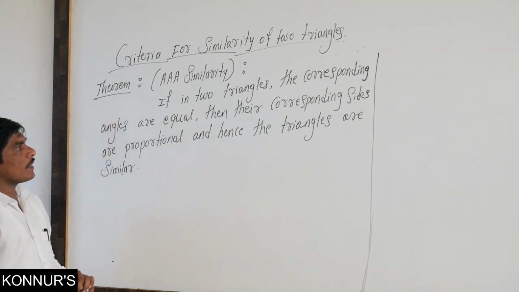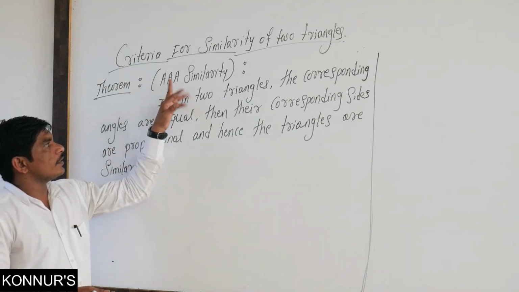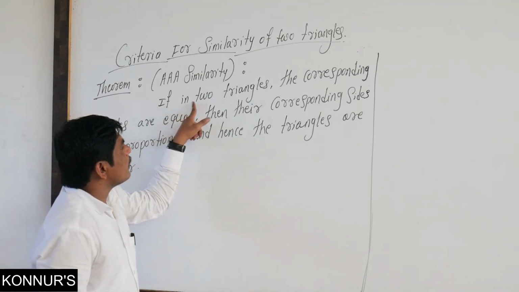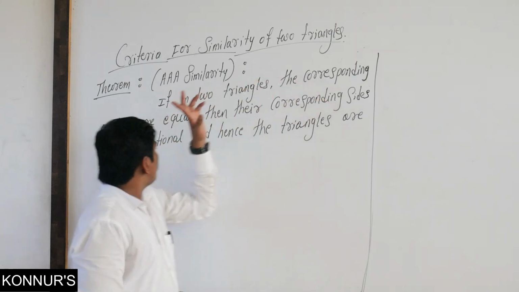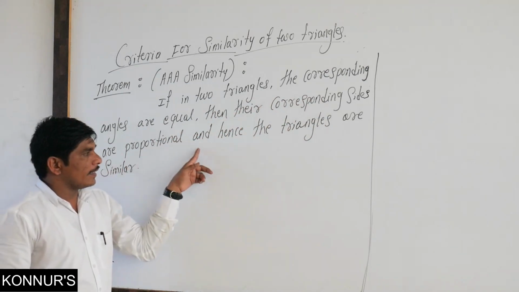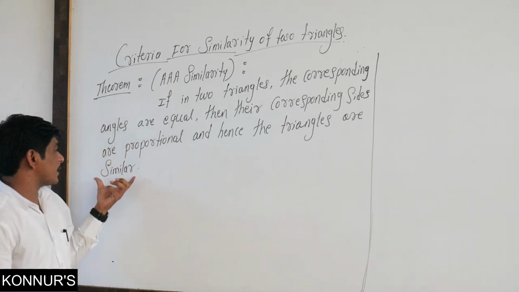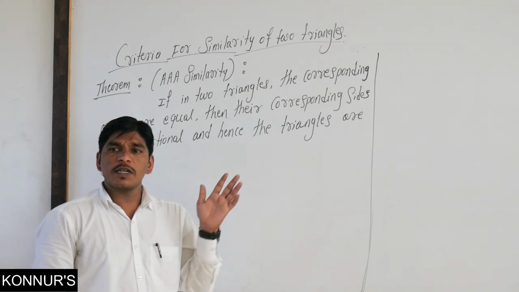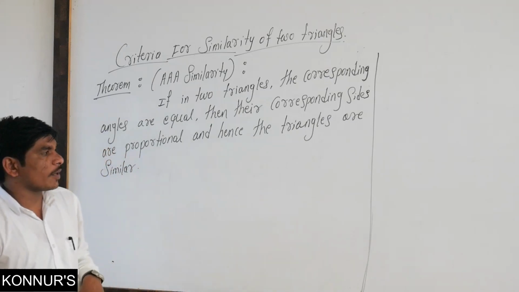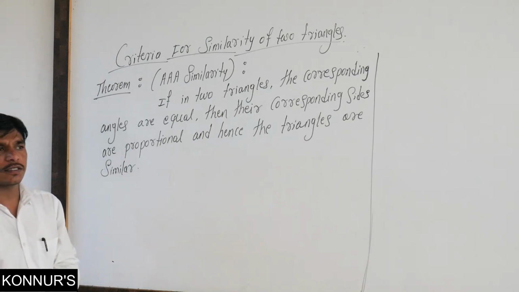That's called a theorem. The first one is AAA similarity. Here, AAA means the angle similarity criterion of two triangles. Now the statement is: if in two triangles the corresponding angles are equal, then their corresponding sides are proportional and hence the triangles are similar. In the last class we already discussed two triangles being similar: corresponding angles are equal and corresponding sides are proportional. If these two conditions are true, the given two triangles are similar, otherwise not.